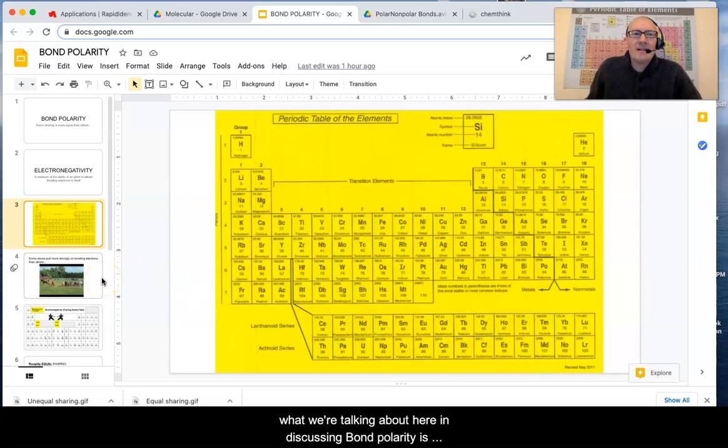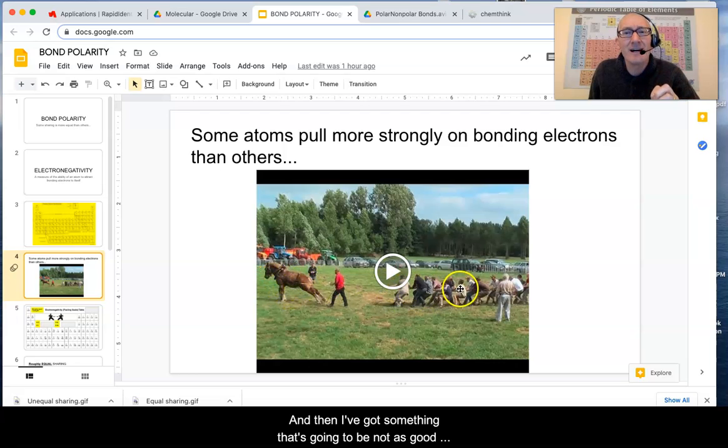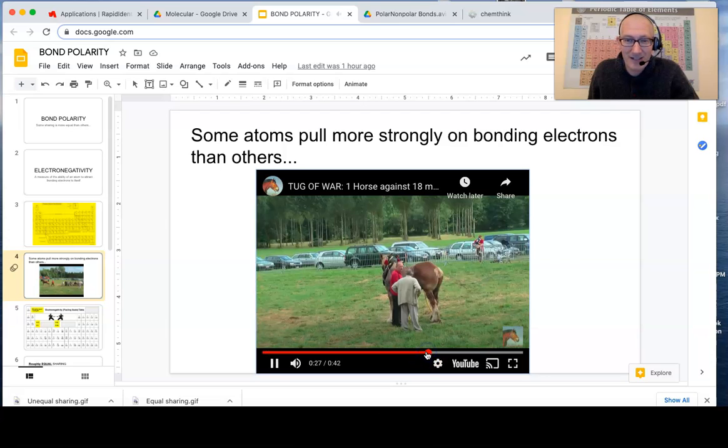So what we're talking about here in discussing bond polarity is in essence a tug of war. Right? Some atoms are going to pull more strongly on bonding electrons than others. So maybe we think about it like this. I've got something that's really good at holding on to electrons and pulling them towards it, like the fluorine. And then I've got something that's not as good, because let's face it, I don't care how many people you got, this looks like a really strong horse. So let's see what this ends up looking like, because it's just kind of funny.